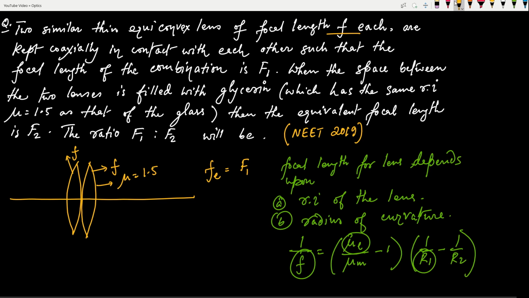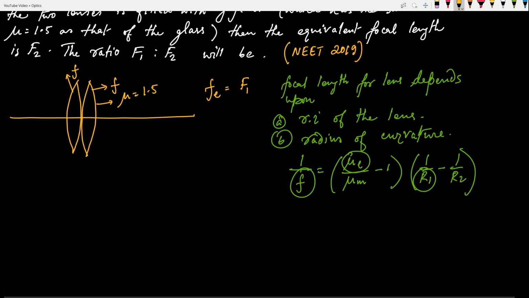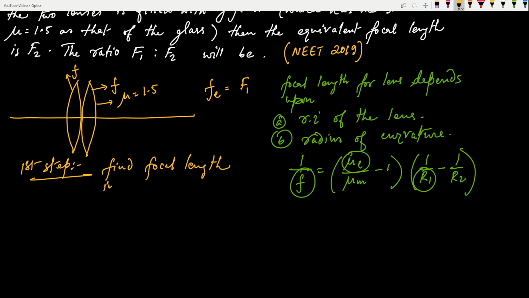And in order to solve this kind of question, the first thing you need to understand is you need to find the focal length in terms of radius of curvature. So the first step: find the focal length in terms of r.